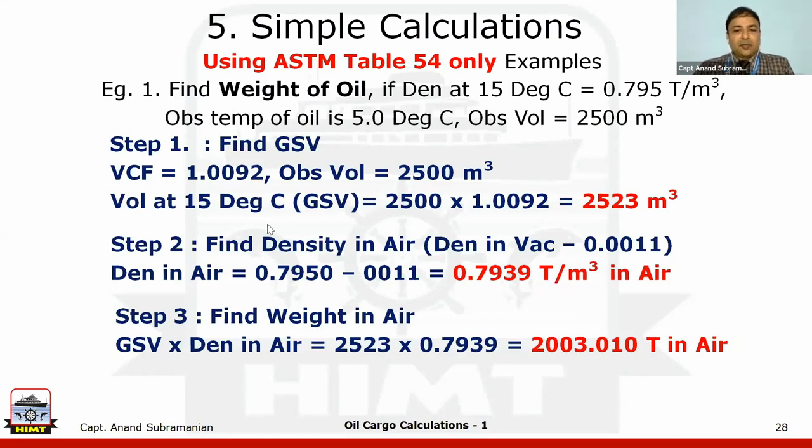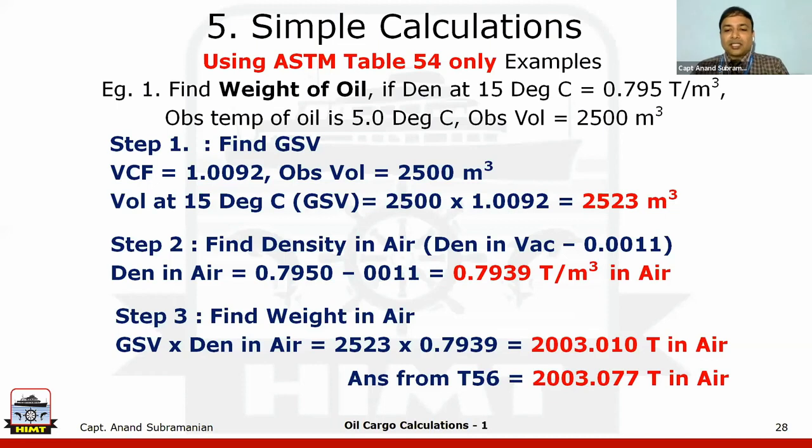Which step is easier? This step or the one we did before? The second one. So in the examination, and on board in real life also, please use the second method. It is also more or less correct. You see the numbers are more or less matching: 2003.010 using this 0.0011, whereas 2003.077 using table 56. So yes, you should know how table 56 is used, but if possible, try to use this shorter method. Understood?